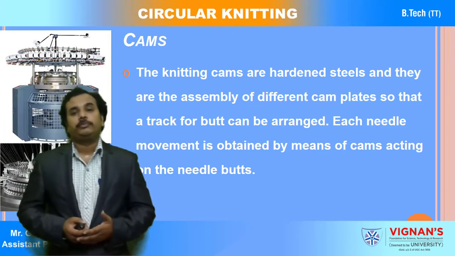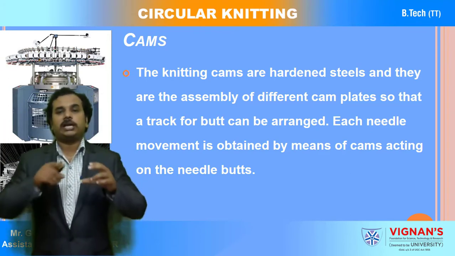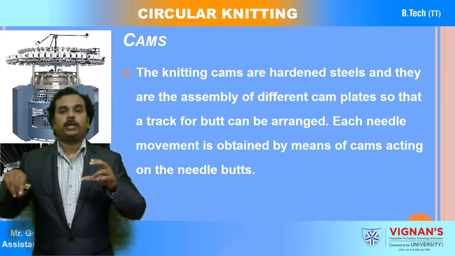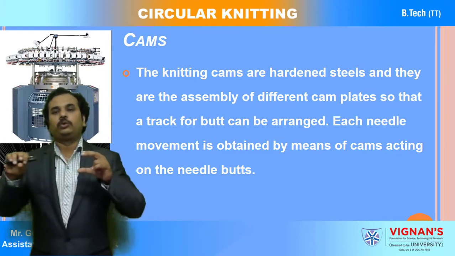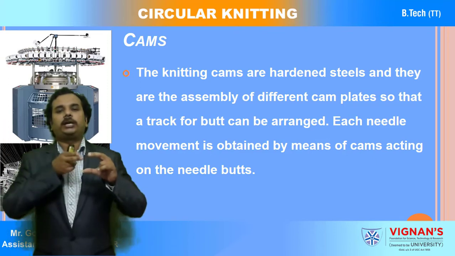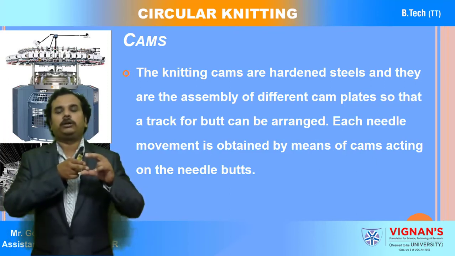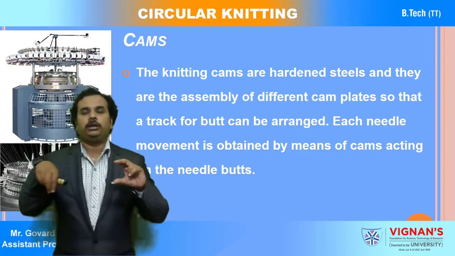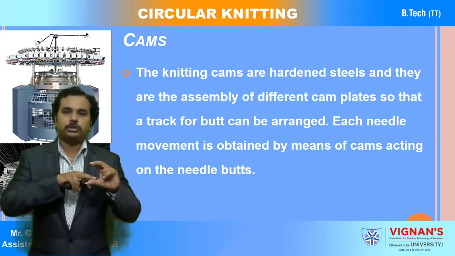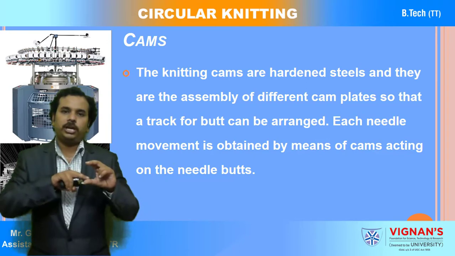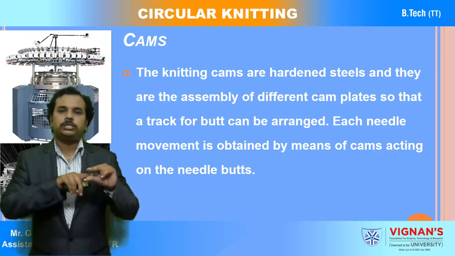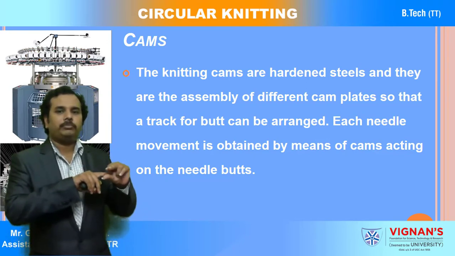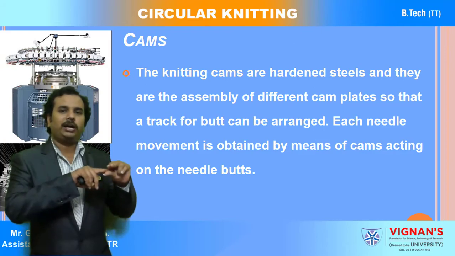So it is nothing but a metallic part which has a groove. If it is a straight line groove and the butt of the needle is positioned in it, then once the cylinder is rotating, the needle is also going to rotate along with the cylinder. So the needle butt goes inside the cam track, so that it will follow the cam track.